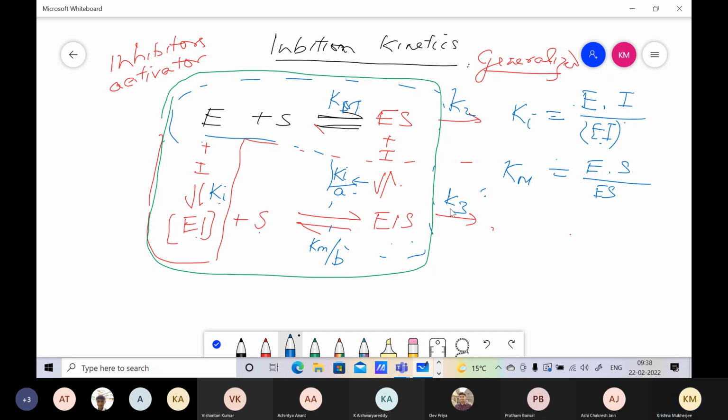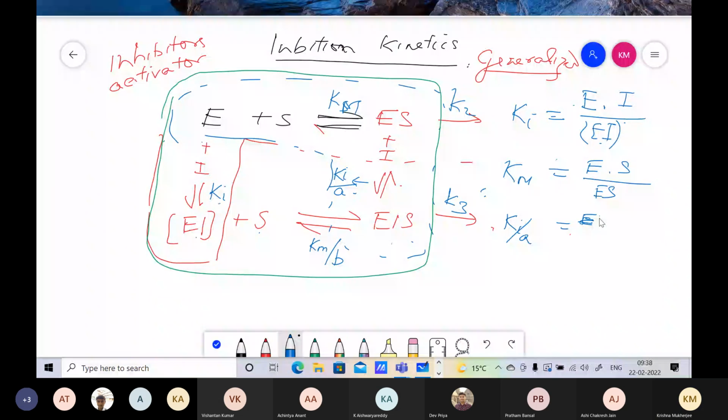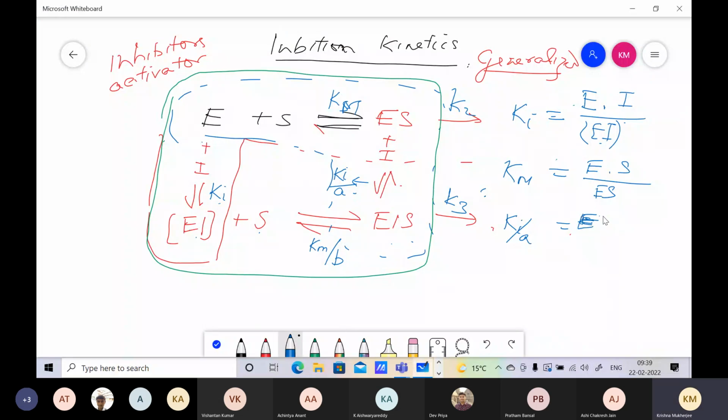Ki by A is equal to ES into I upon EIS. And similarly, Km by B is equal to EI into S upon EIS.